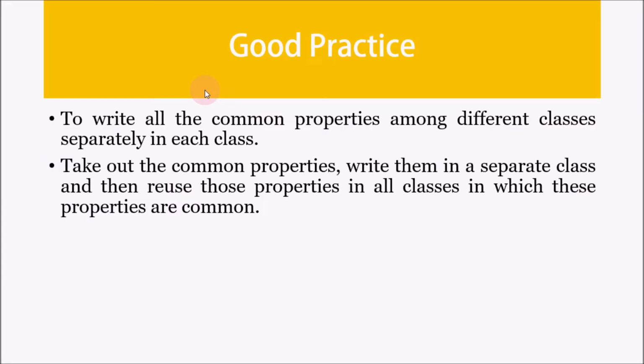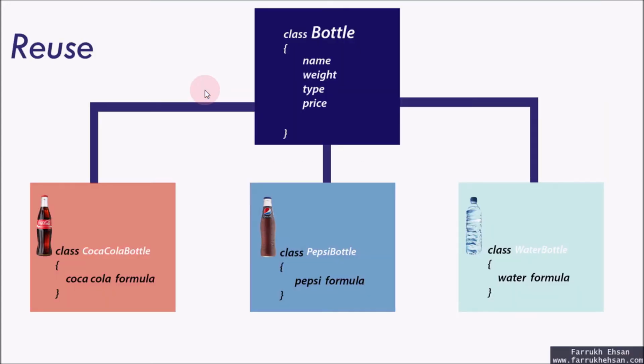To write all the common properties separately in each class, or to take out all these common properties and write them into a separate class? Then you're going to reuse those properties in the different classes which are sharing those properties. So, what is the good practice according to you guys? Just think about it. Obviously, I know you have understood the idea. You are going to create a top class in which you are going to put all those properties which are common among the different classes, like name, weight, type, and price.